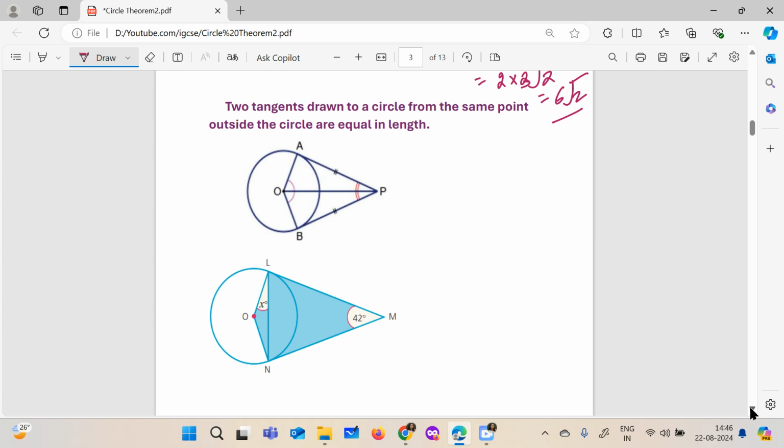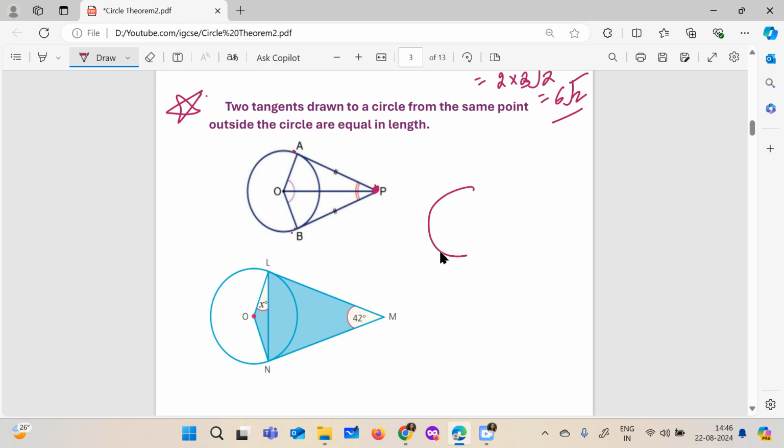Now this is a very important theorem. You can mark it as very important. You are going to use it in many places. Now you see that two tangents drawn to a circle from the same point outside the circle are equal in length. What it says is that from the same external point, like here we have P, if we draw two tangents to the circle, as drawn here, AP and BP, the tangents will be equal in length. So PA is equal to PB. Is this clear to you?